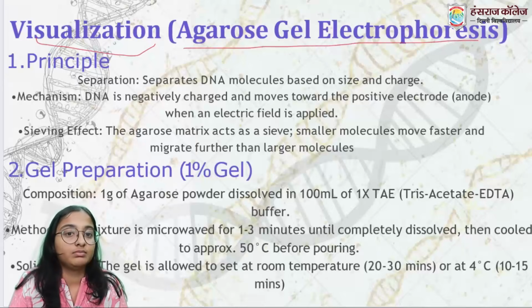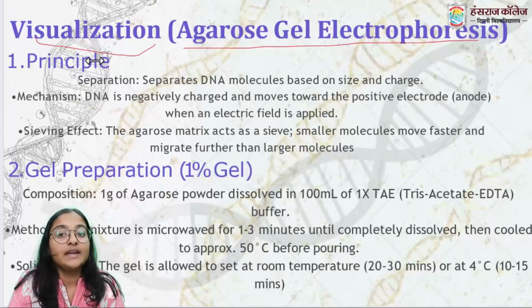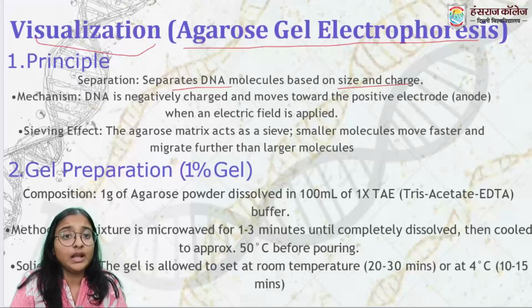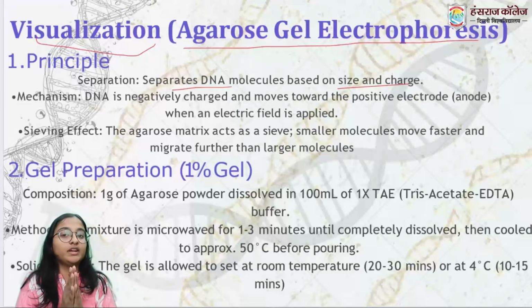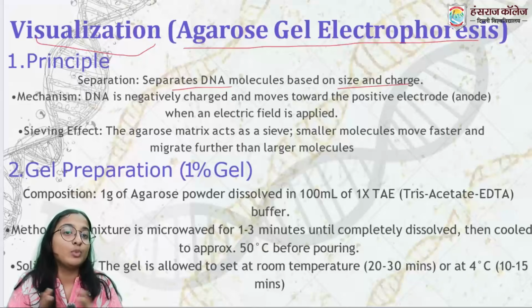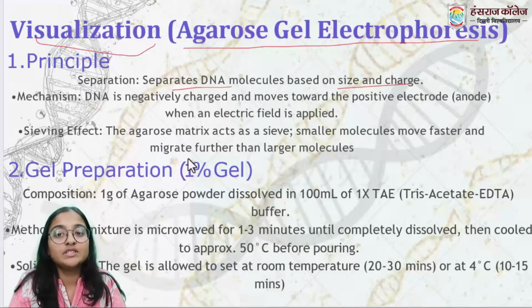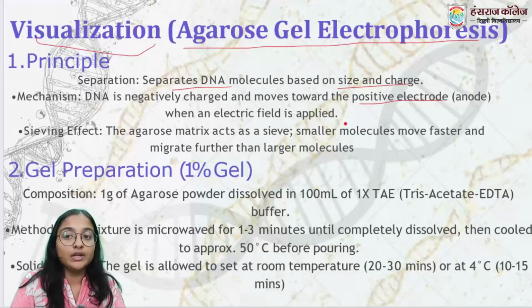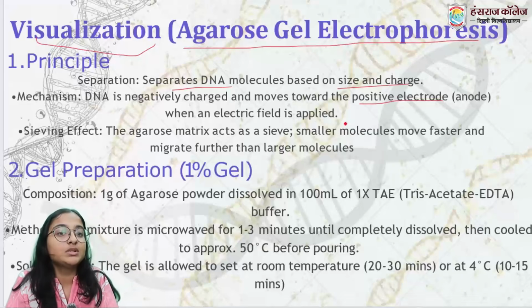The principle of agarose gel electrophoresis is that it separates the DNA on the basis of its size and charge. Since we know that the DNA is negatively charged, it will move to the positive electrode. Why? Because we know opposites attract. The negative is going to move towards the positive, and the positive towards the negative. So the DNA moves towards the positive electrode. And how do we differentiate on the basis of size? The smaller molecules will move faster towards the positive anode, and the larger molecules will be slower.